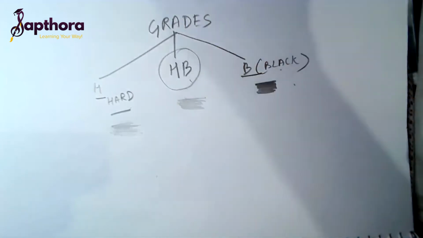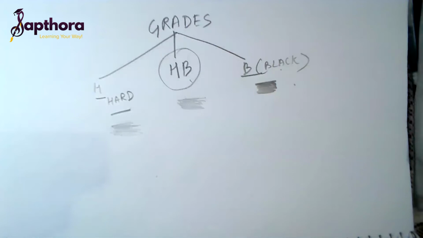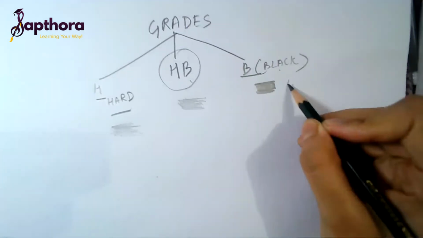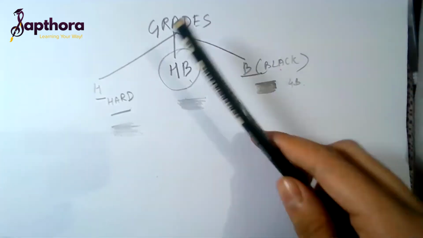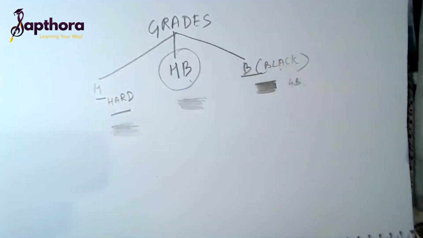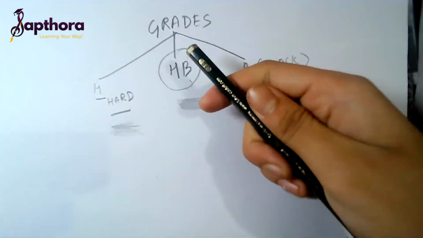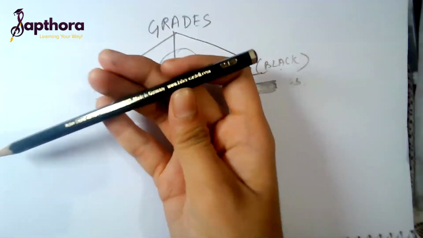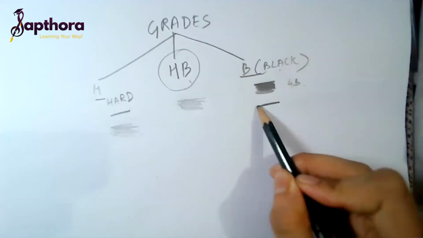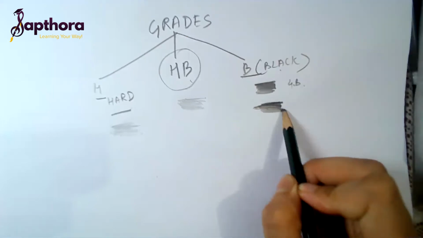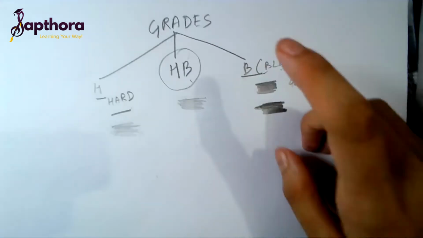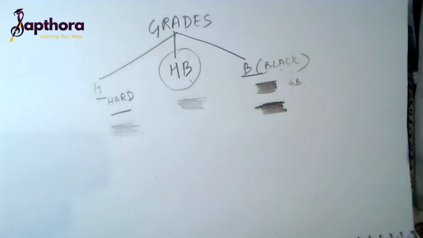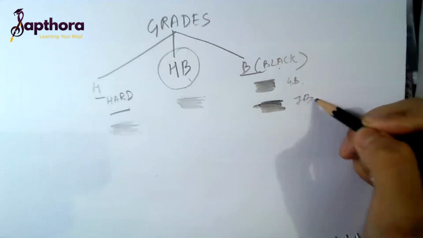As the number of the B grade pencils increases, the darkness also increases. For example, this is what I did using the 4B pencil. Then I'll be using now the 7B pencil. Okay, let's see the difference. You can see the 7B is more dark as compared to the 4B. So as the number increases, the darkness also increases.